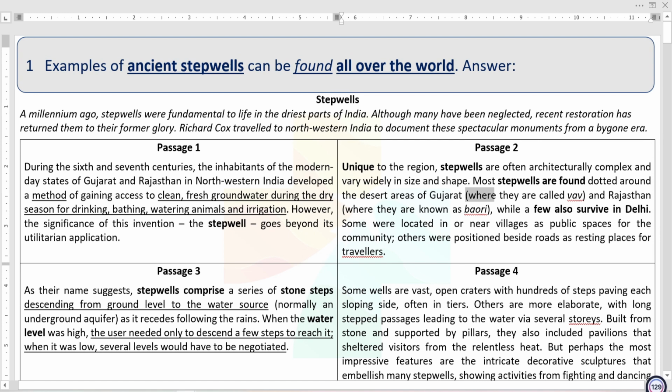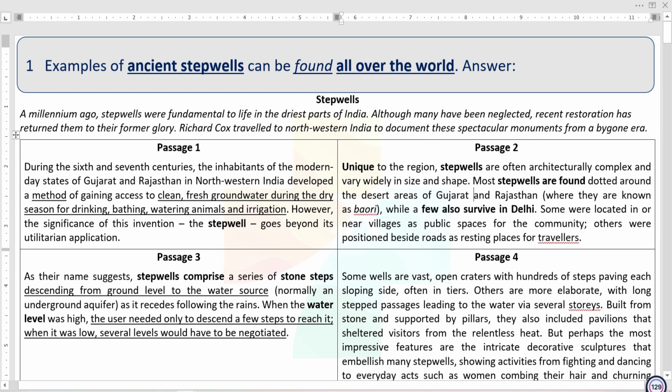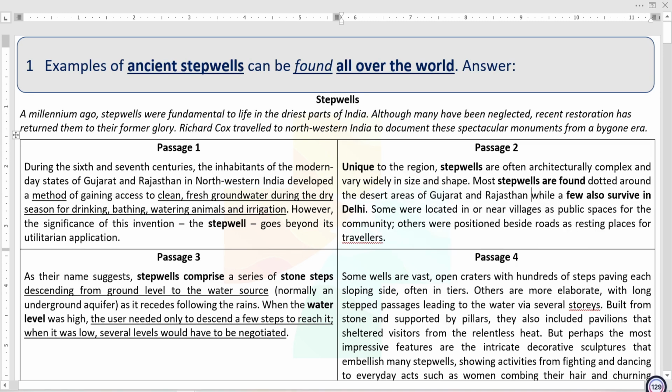Additional information has been used about Gujarat and Rajasthan. This information has been dropped. This means that stepwells are typical of Gujarat, Rajasthan, and Delhi. They can only be found at such places, not all over the world. So, the statement is false.